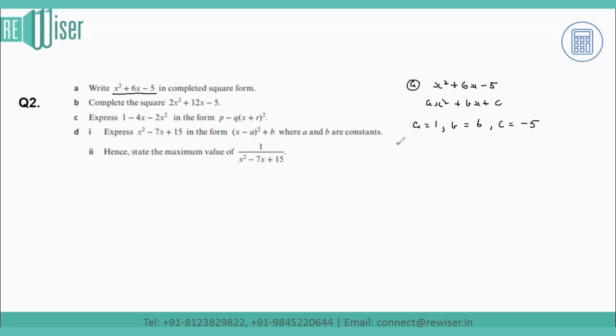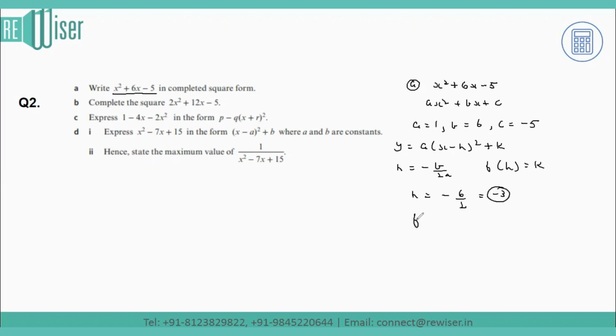So the completed square form has the formula y is equal to a into x minus h whole square plus k. To calculate the value of h, the formula is minus b by 2a. And to get the value of k, we have f of h. So now we'll first calculate the value of h. So h equals minus b, that means minus 6 by 2, which is equal to minus 3. So that's the value of h.